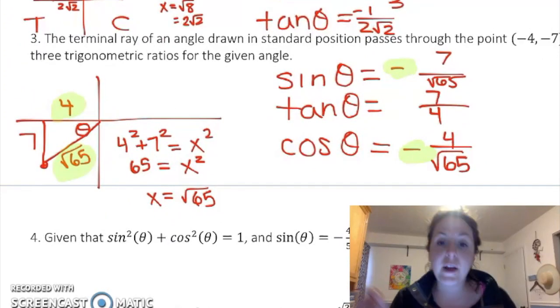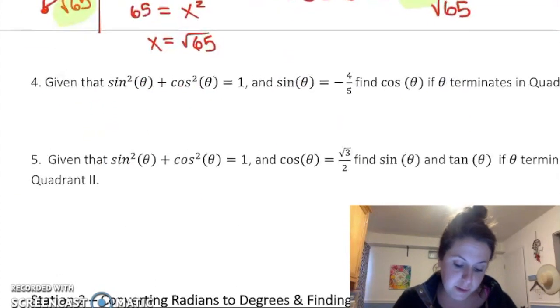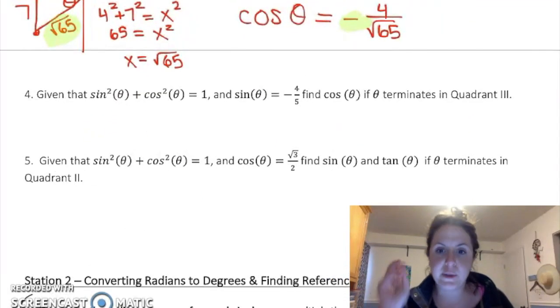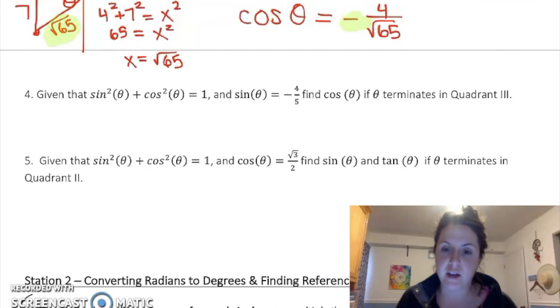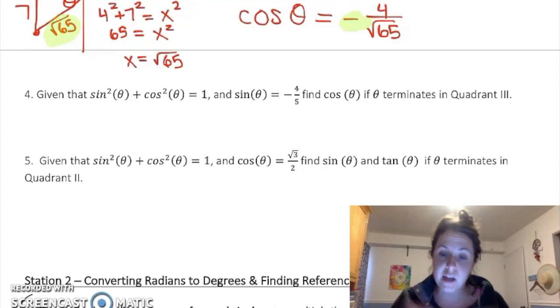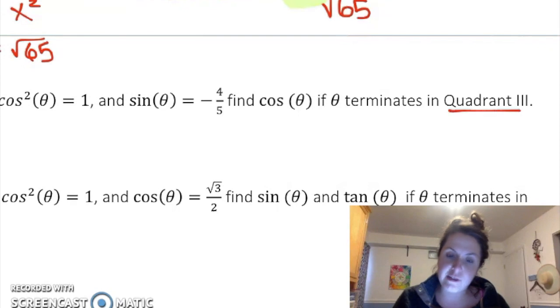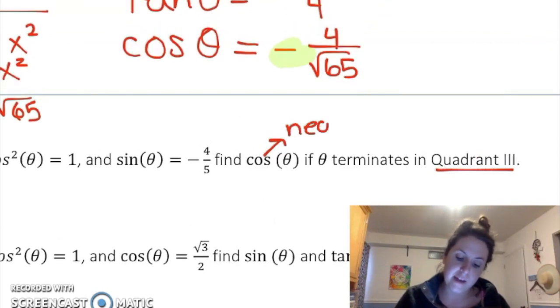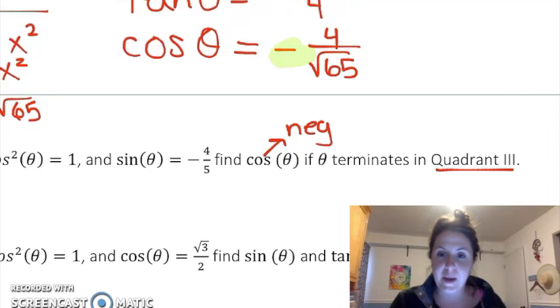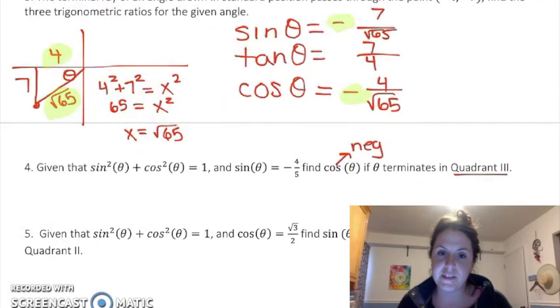Okay, so let's try one using the formula. This is the same scenario, and if you like doing it by drawing the triangle, continue drawing the triangle. I just want to review both ways so that you've seen them. Given that sine squared plus cos squared is 1, so they're giving you this identity. Sine is negative 4/5. Find cos if theta is in the third quadrant. If theta is in quadrant 3, cosine should be negative, right? That's the quadrant where tangent is positive, so cosine should be negative in that quadrant.